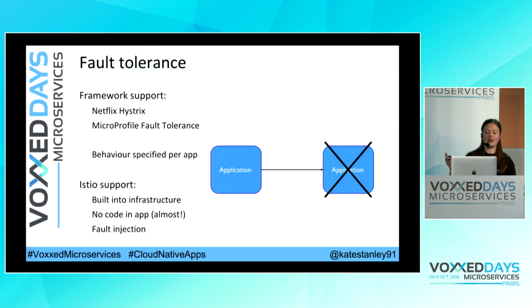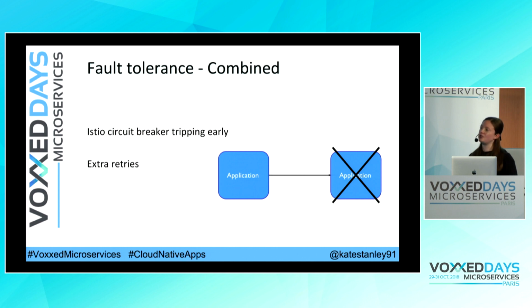Now, I said there is no code in the app, almost. Well, the piece that you don't have from Istio is that fallback behavior. So Istio will quite happily do retries, it will put in a circuit breaker, but your app still has to do something when a response comes back. So you can't move completely to Istio and forget to deal with the breaking situations. It doesn't quite solve all of your problems, unfortunately.